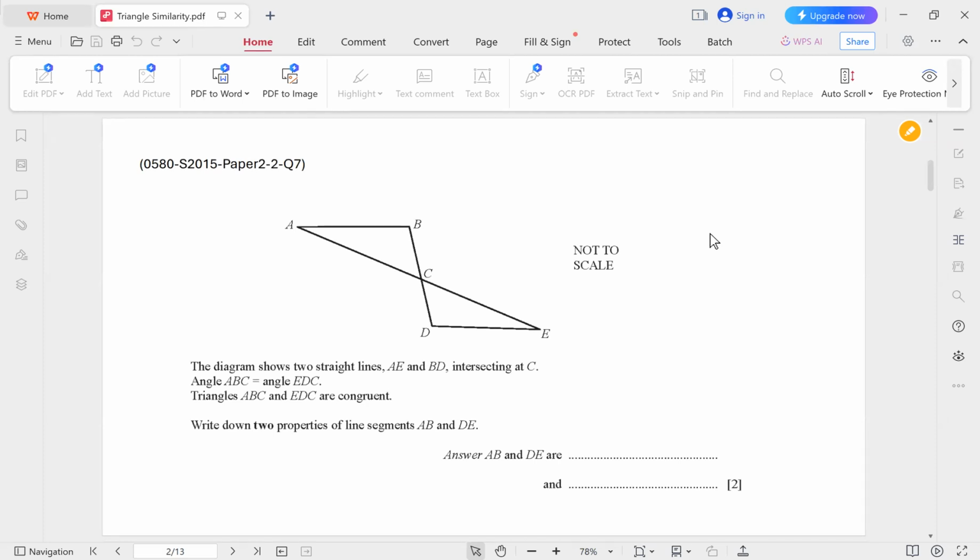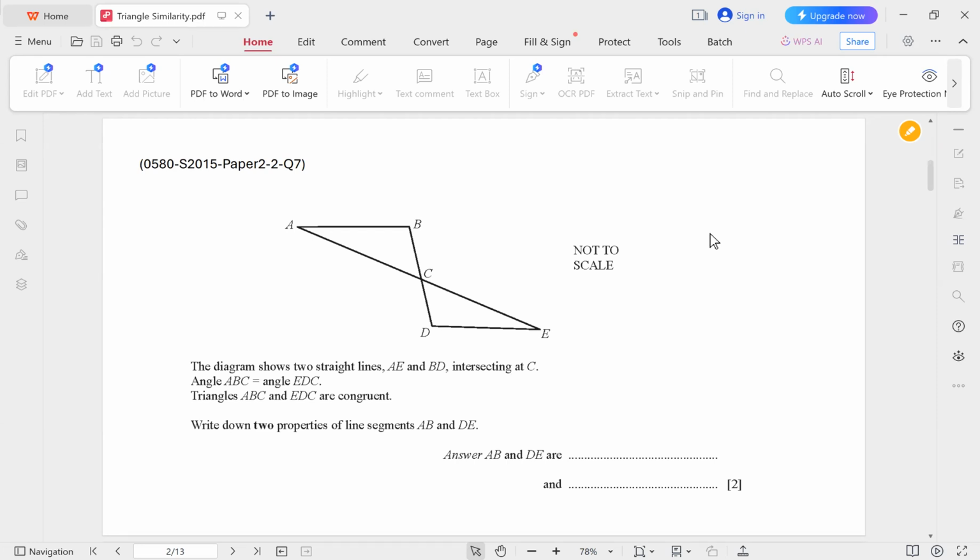The question says that the diagram shows two straight lines, AE and BD, intersecting at C. Angle ABC equals angle EDC. Triangles ABC and EDC are congruent. Write down two properties of line segment AB and DE.